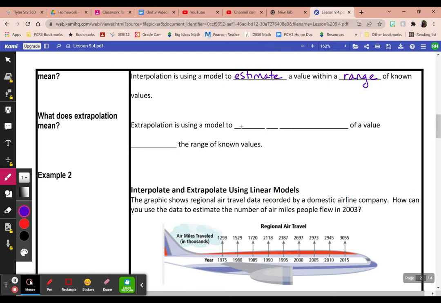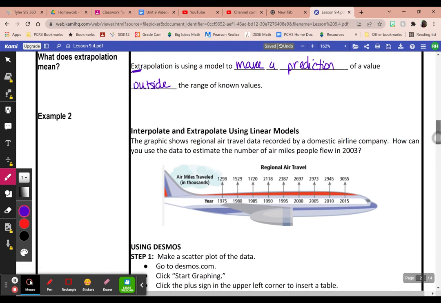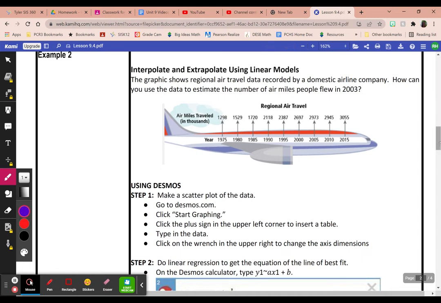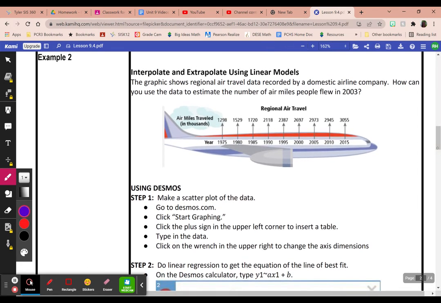Extrapolation is using a model to make a prediction of a value outside the range of values that we know. So again, they're going to give us a certain set of numbers, and interpolation would be inside that value set. Extrapolation would be outside, okay? Exterior, interior. So to kind of help us out with this part, we're going to create a scatter plot and line of best fit on Desmos today.